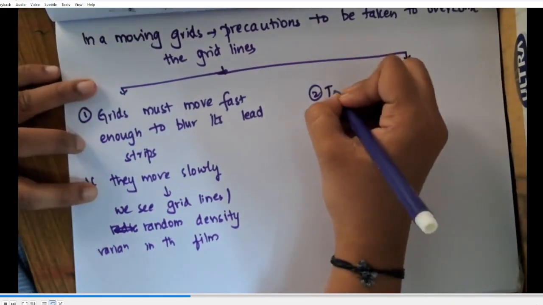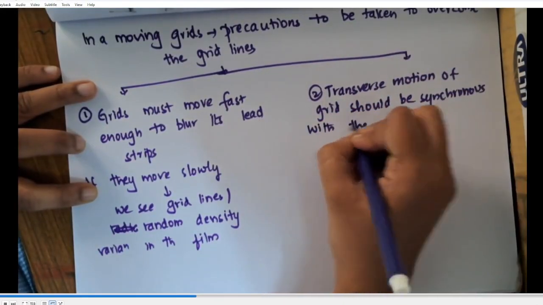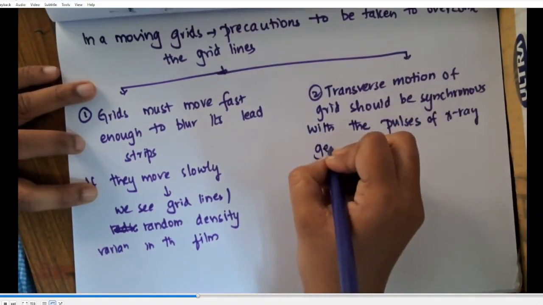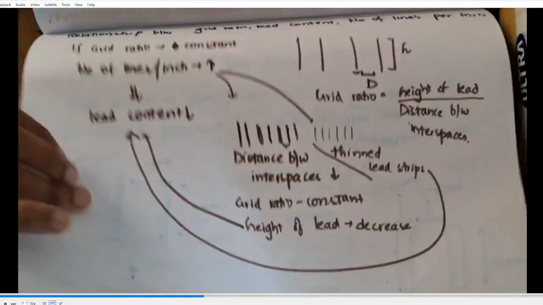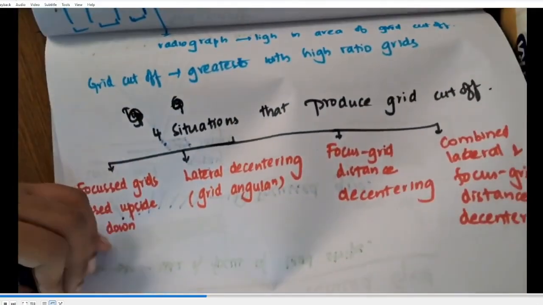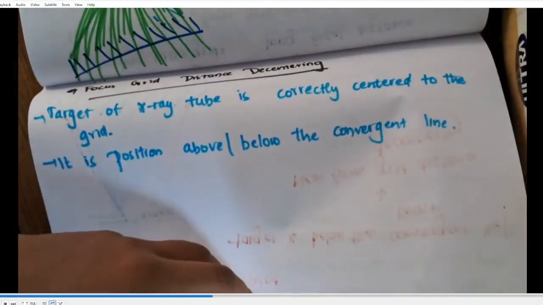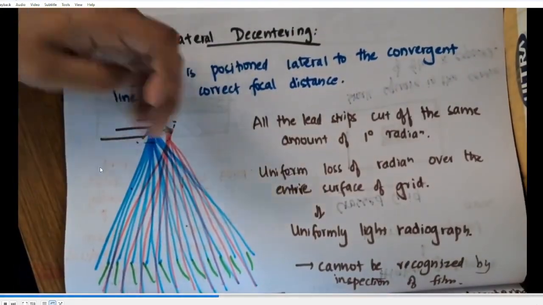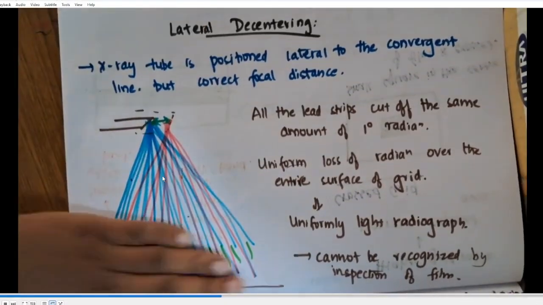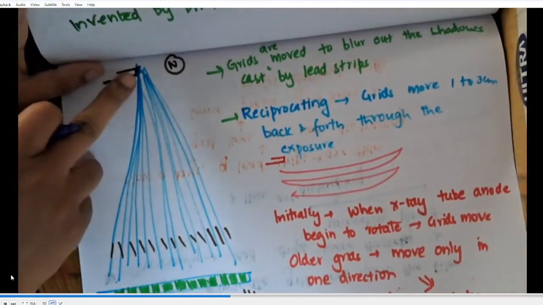Second, the transverse motion of the grid should be synchronous with the pulses of the X-ray generator. So whenever the grid moves, the pulses of the X-ray generator should also be present at the same time. That means the grid and the X-ray generator should both be coordinated with each other. The X-ray and the grid should be focused properly and perfectly. There should be synchronicity between the transverse motion of the grid and the pulses of the X-ray generator.